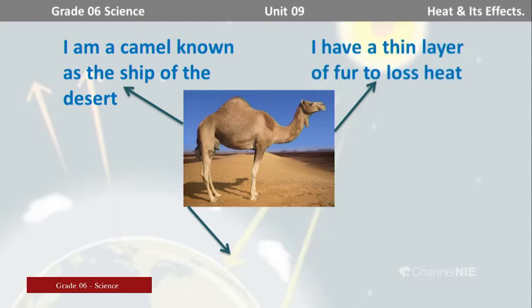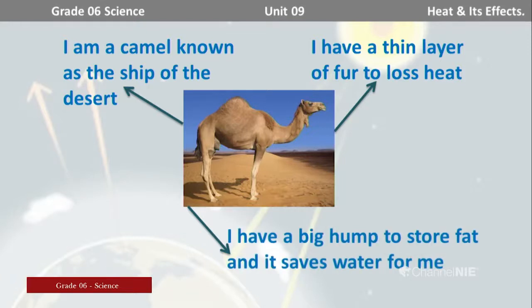I have a thin layer of fur to lose heat. Can you remember the polar bear said that I have a thick layer of fur? Then the camel says that I have a thin layer of fur to lose heat, as I am living in an extreme hot climate. I need to lose heat. I have a big hump. What do you mean by hump? A hump is a lump of fat that is located on the back of the camel.